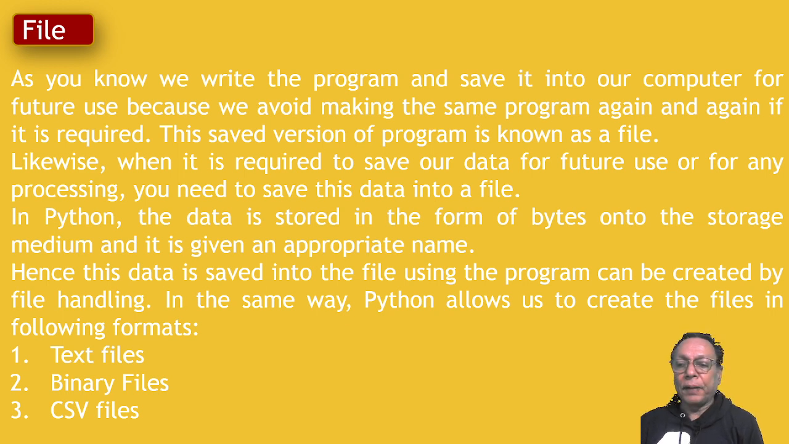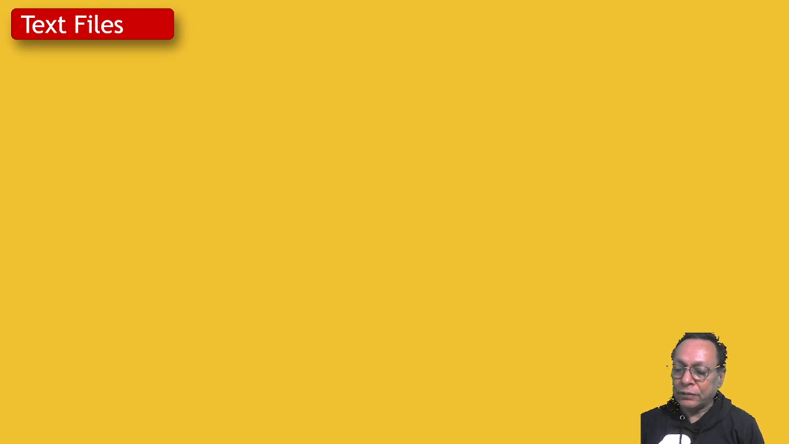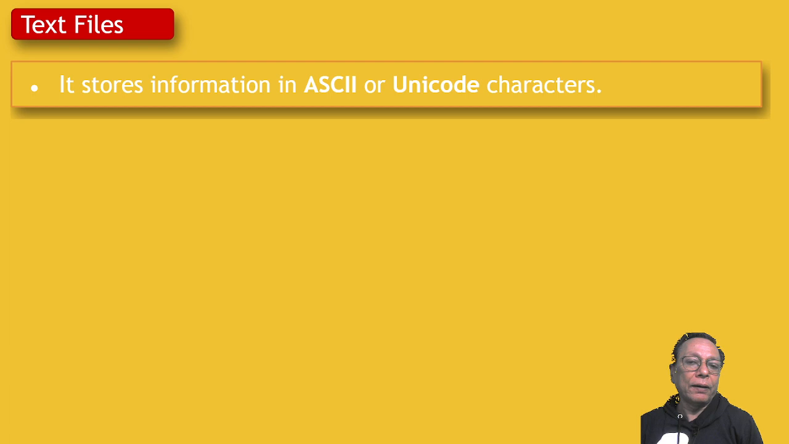In the same way, Python allows us to create the files in the following formats, like text files, binary files, and CSV files. So what are these files? We'll study about these three formats of files. So first is text file. So what is text file? A text file is a file in which the data is stored in ASCII format or Unicode characters.